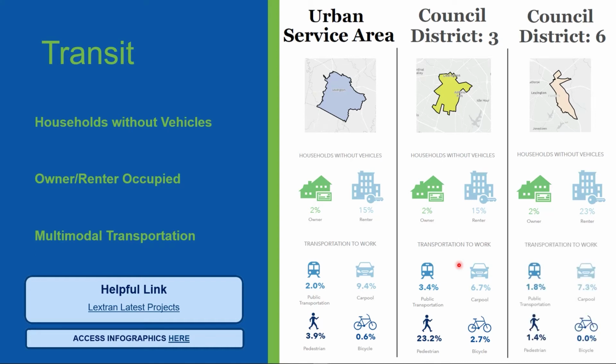Meanwhile, in District 6, where almost a quarter of households do not have vehicles, fewer people use public transit, carpool, walk, and bicycle than the urban service area. So what's going on here? I don't know. This is another area that I'm curious to explore more. If a quarter of the folks who live there don't have vehicles and they also aren't able to use these multimodal transportation options, how are they being limited in access and opportunities?